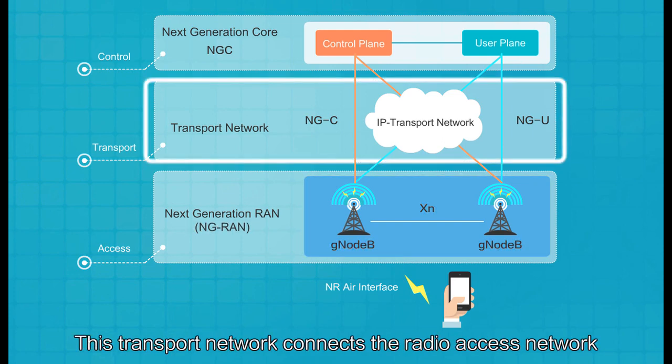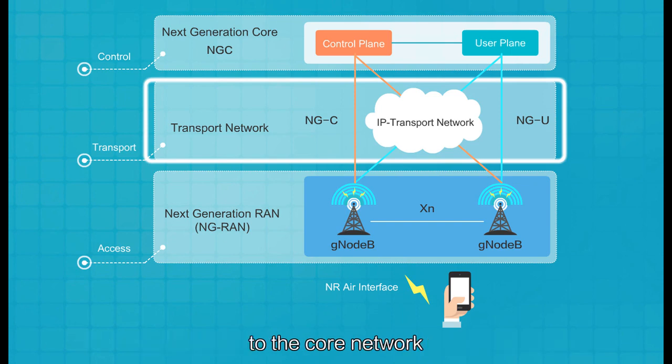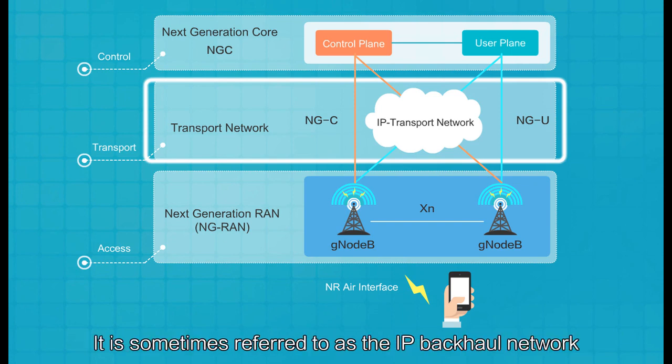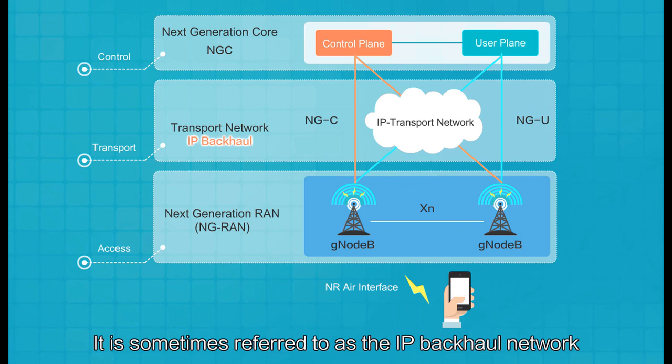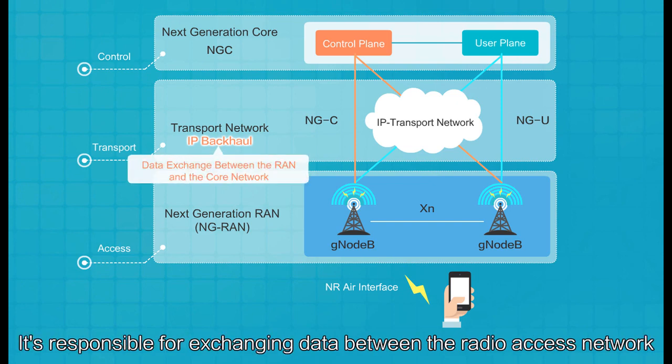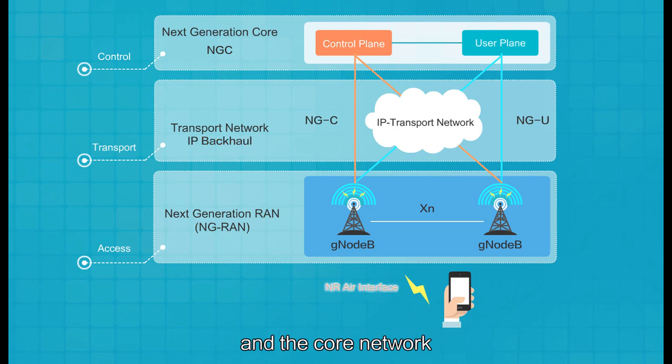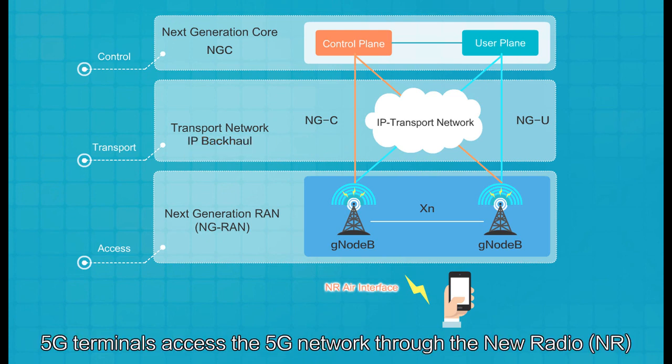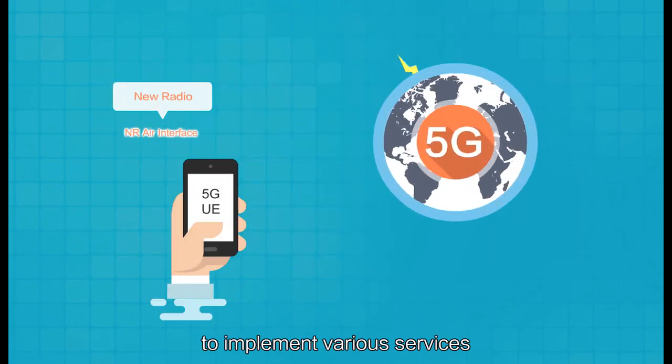This transport network connects the radio access network to the core network. It is sometimes referred to as the IP backhaul network. It's responsible for exchanging data between the radio access network and the core network. 5G terminals access the 5G network through the new radio NR to implement various services.